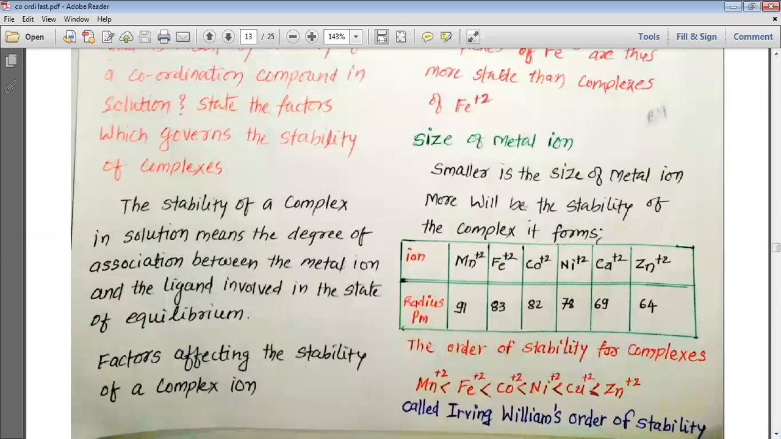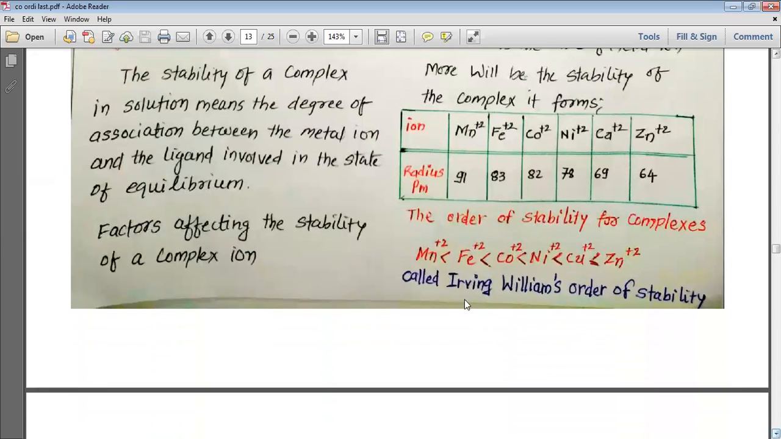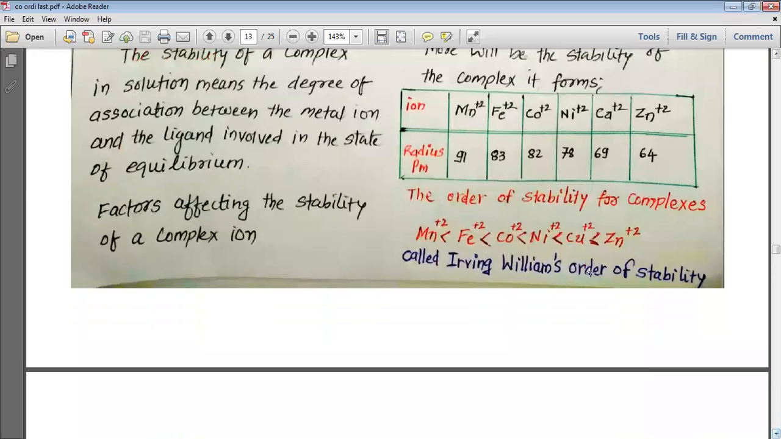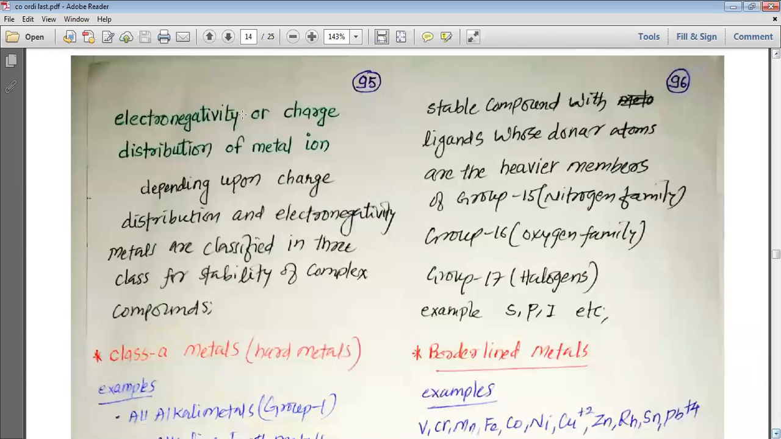We have even seen the Irving-Williams order of stability, that is Mn2+ is less than Fe2+, which is less than Co2+, less than Ni2+, less than Cu2+, and less than Zn2+. Then we even studied the next factor, the electronegativity or charge distribution of the metal ion, and on the basis of that we have divided the metals into three classes.